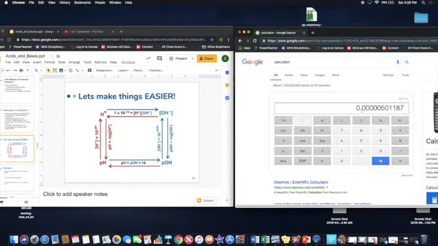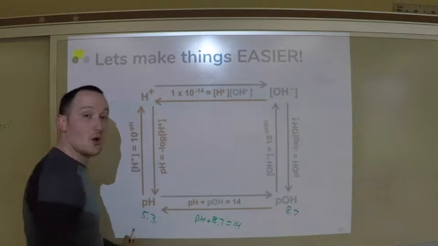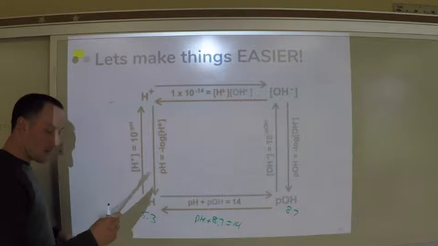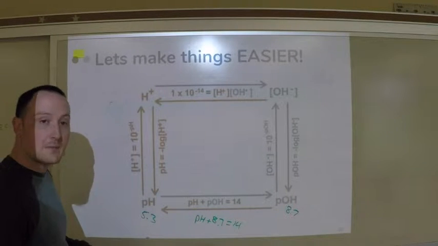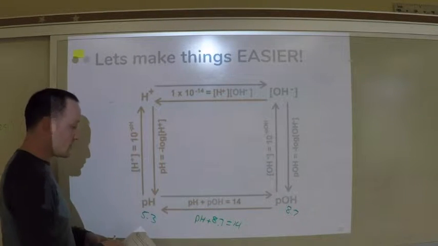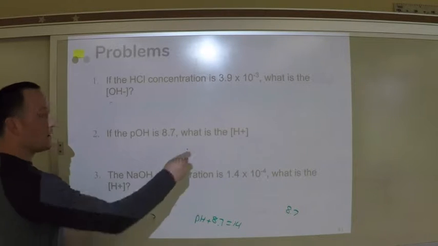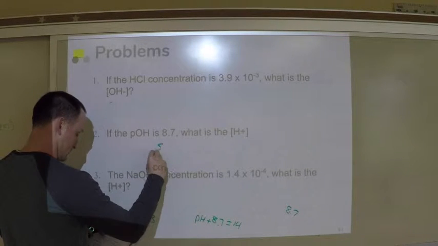If I was going to write it in scientific notation, I would write it as 5.01, and then I'd count how many decimal places I would need to move over. It'd be 1, 2, 3, 4, 5, 6. So this would be 5.01 times 10 to the minus 6. So, now that you've done that, we got that it was 5.01 times 10 to the minus 6. So, that would be my H plus concentration.